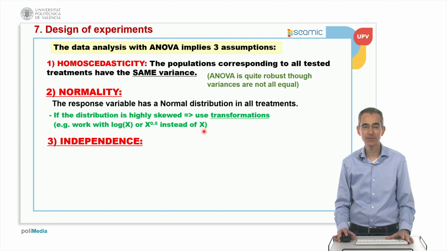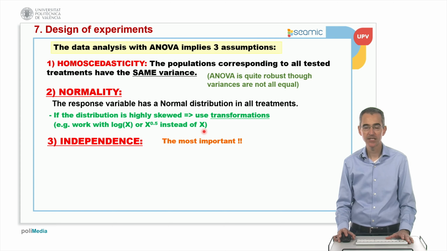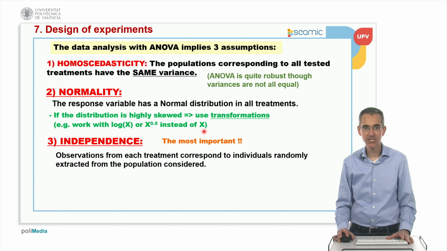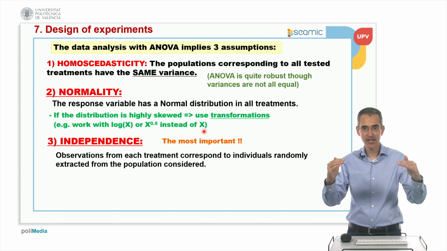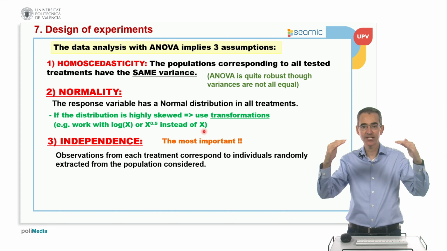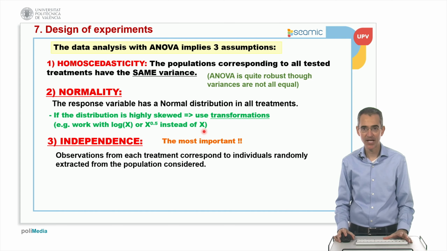And the third hypothesis is independence. Actually it's the most important. It means that observations from each treatment correspond to individuals randomly extracted from the population considered. It means that if I have one trial and then another trial, the value that I have in one trial is independent from the values that I obtained in the previous trials. It's accomplished in most cases, but not always.